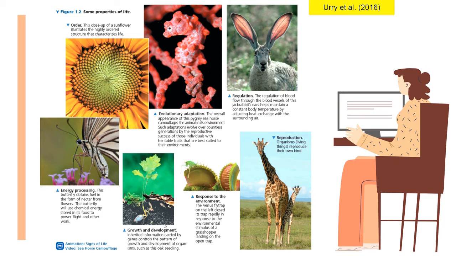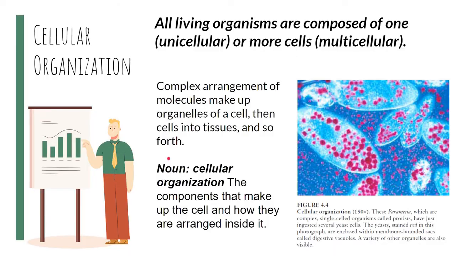Then we've mentioned growth and development. Inherited information carried by the genes controls the patterns of growth and development in living organisms. And energy processing: organisms such as this butterfly obtain fuel in the form of nectar and will use chemical energy to power its flight and other work.